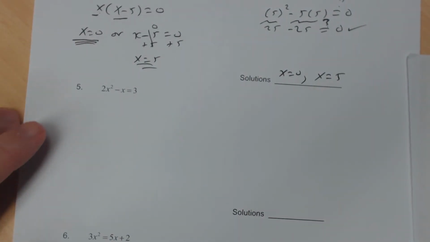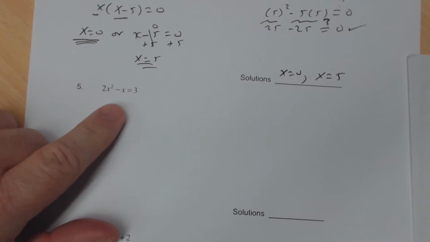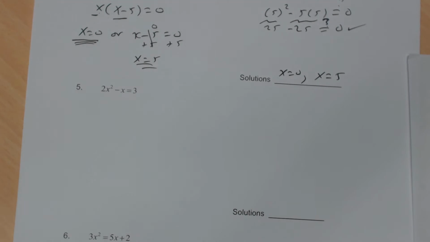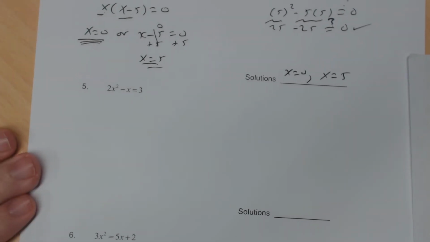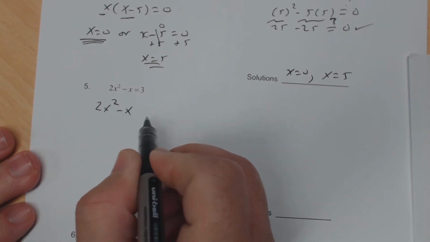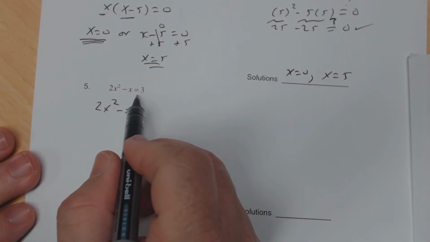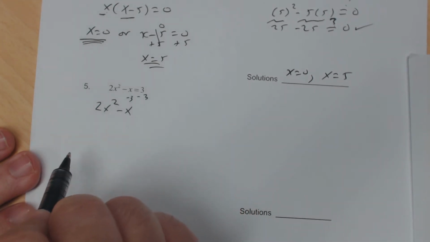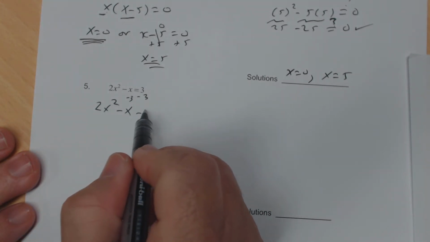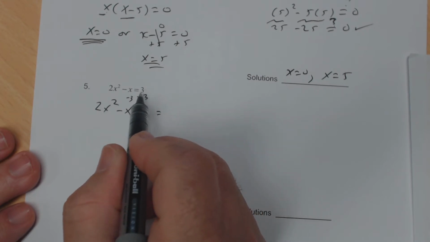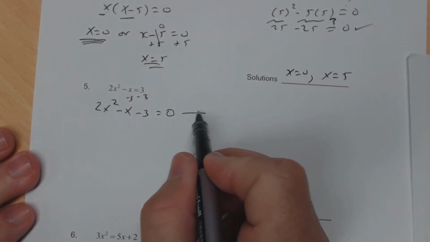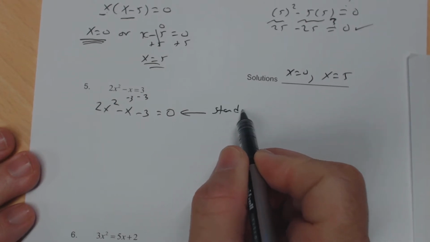Alright, now look at number 5. What you should notice about number 5 is that it is not in standard form. There's a 3 on the right side. So you've got to put it in standard form. To put it in standard form, I'm going to rewrite this as 2x squared minus x, and then remember, you're subtracting 3 from both sides. So 2x squared minus x minus 3 equals, and then 3 minus 3 is 0. Okay? So now it's in standard form.